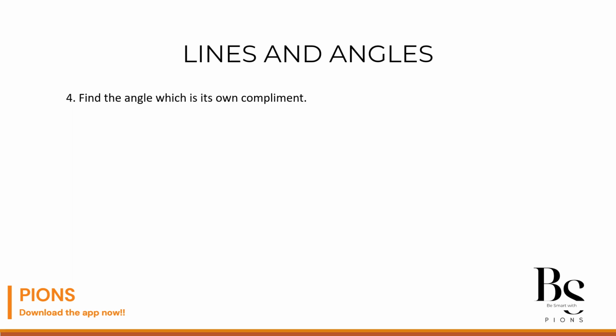It says, find the angle which is its own complement, which means when you add this angle with itself, it gives you 90 degree. Let me repeat again. The question says, find the angle which is its own complement. So you have an angle and when you add it with itself, it gives the result as 90 degree. So let's say that angle is x. So you add x plus x. Why x plus x? Because x and its complement is itself. So x must be the angle, and its complement should also be x.